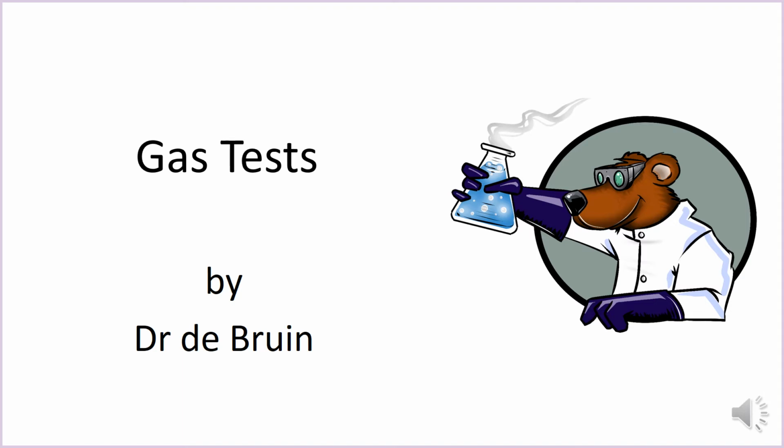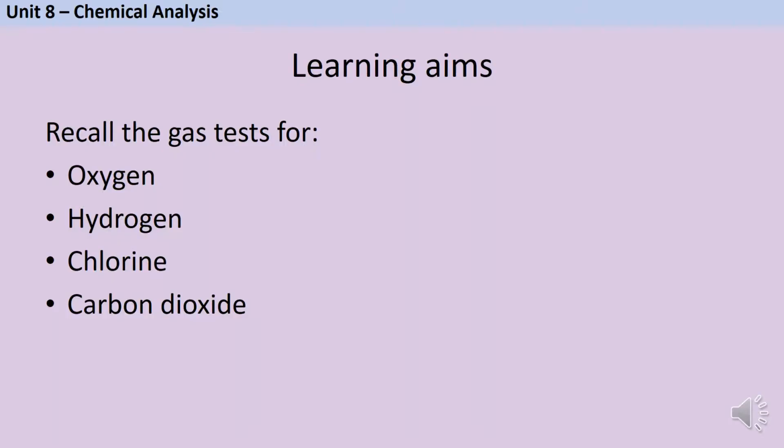This is the third revision video in a series about the GCSE Chemistry topic of chemical analysis. By the end of this video, you should be able to recall the gas tests for oxygen, hydrogen, chlorine and carbon dioxide, both how you do the test and what your observation would be if the test were positive.